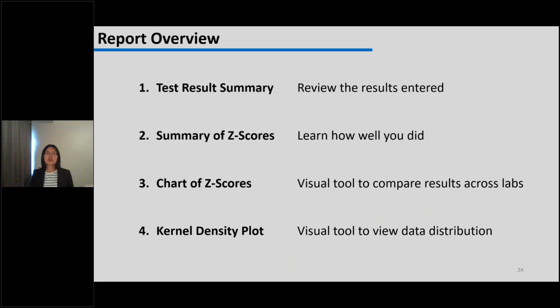Now we have viewed the 4 parts of the quarterly report. The submitted results are provided in the test result summary. The performance measurement, the z-scores, are provided in the summary of z-scores. The cross-lab comparison of z-scores is made easier by the chart of z-scores. And the data distribution is presented by the kernel density plot.